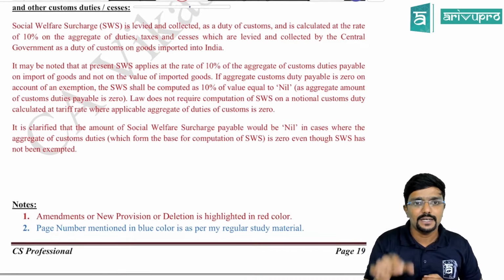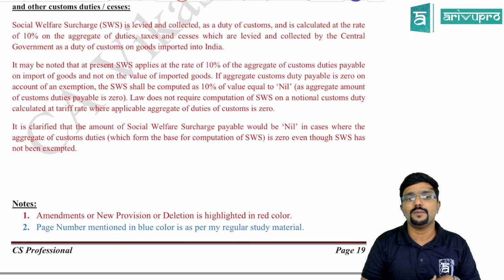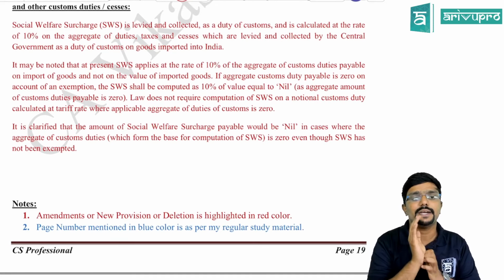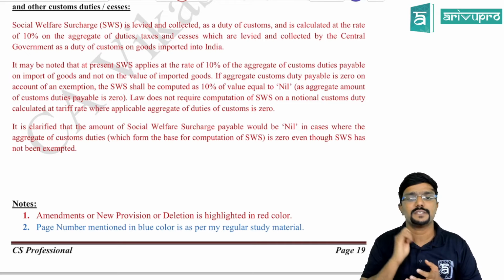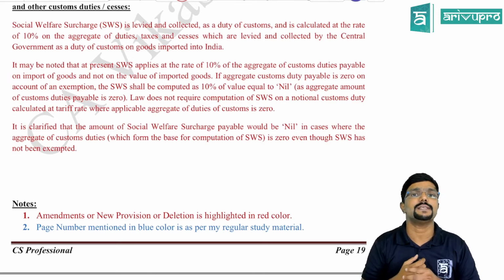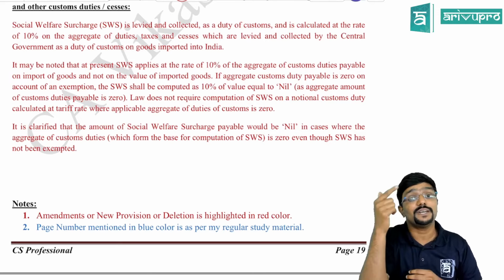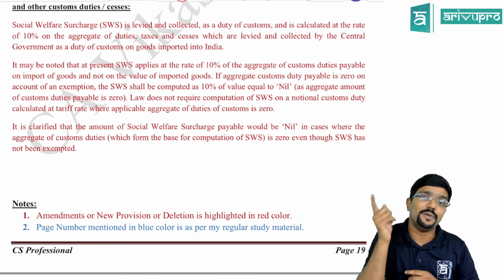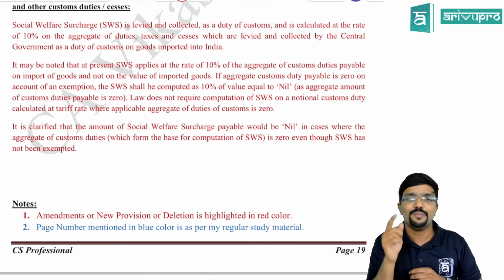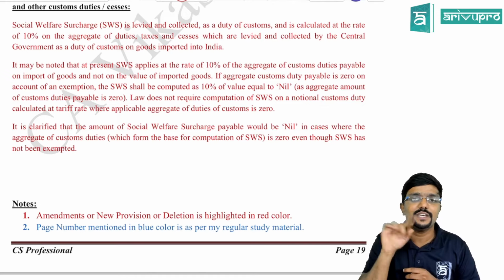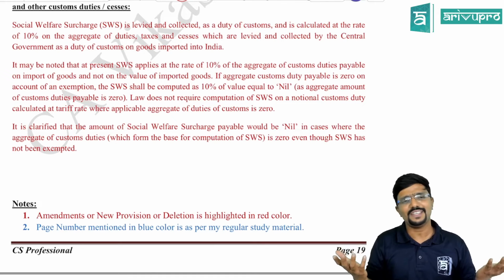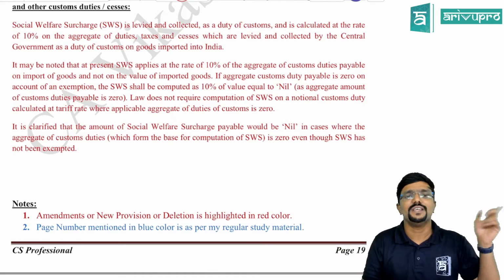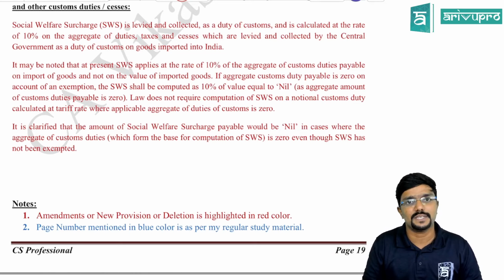It is clarified that the amount of social welfare surcharge payable would be nil in cases where the aggregate of customs duty which forms the base for computation of social welfare surcharge is zero, even though social welfare surcharge has not been exempted. So SWS is not exempted on that particular import of goods, but basic customs duty is exempt, and basic customs duty on that exempt import is zero. And in that case, what will be the social welfare surcharge? That will also be zero. It is like an implied exemption even given to social welfare surcharge, guys.